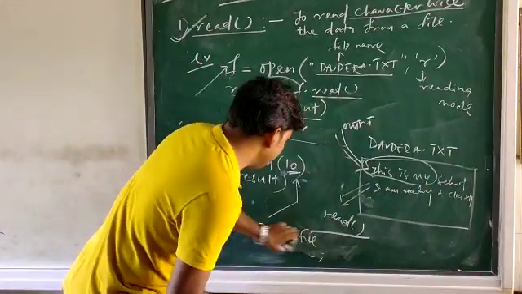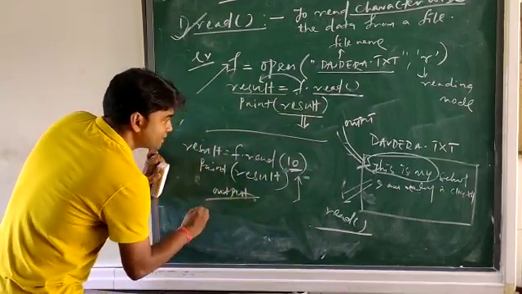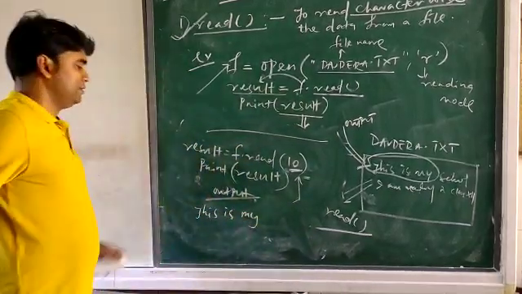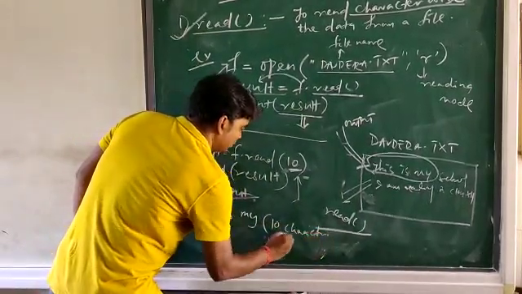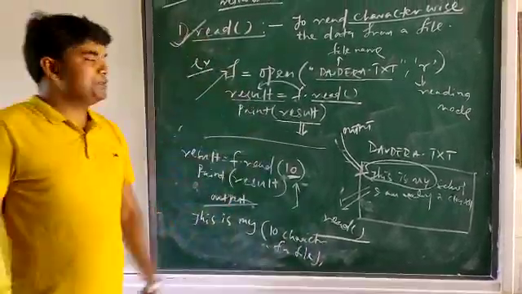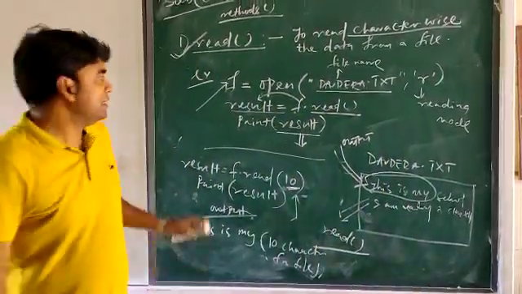So I am going to erase this. The output of this code will be the first 10 characters, "this is mine". So these are the 10 characters from the file. So this is all about which function? The read function.